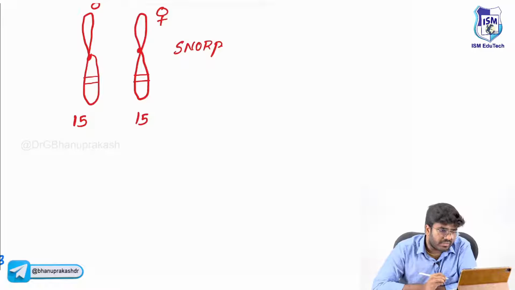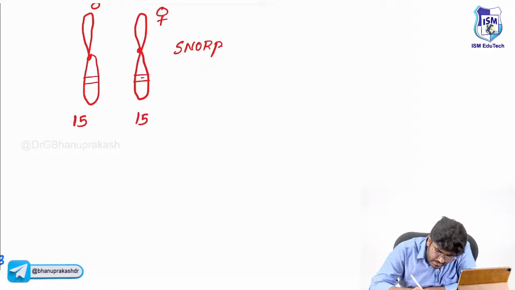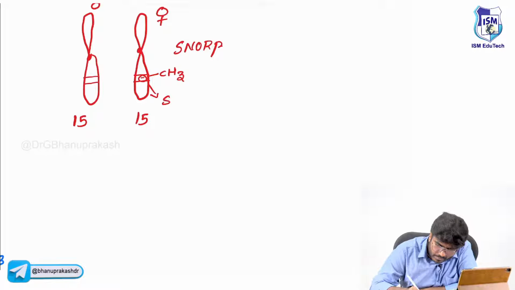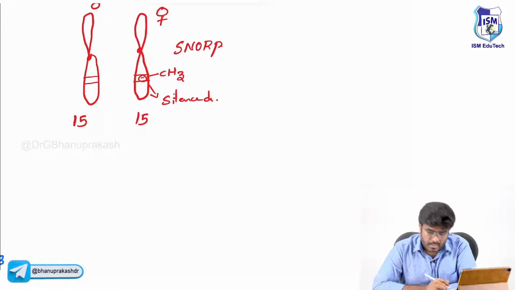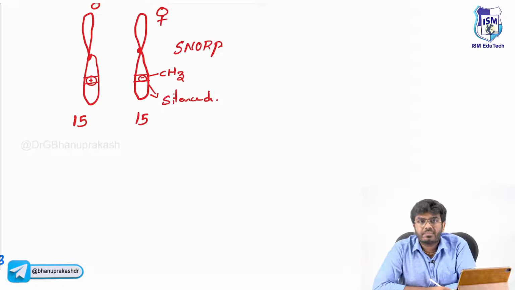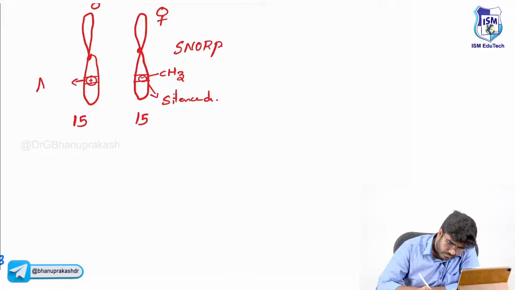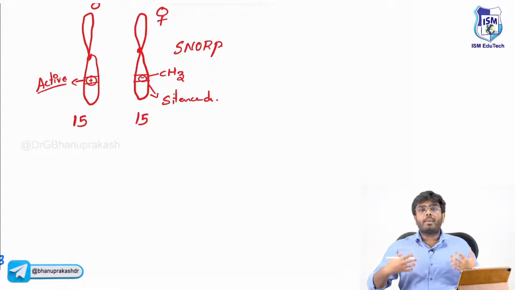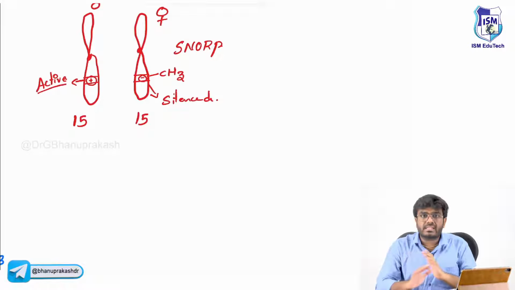The SNRP gene which is present in the mother is silenced by the methylation process. By adding the methyl group to these genes, it is completely silenced. Silenced means it is sleeping. The SNRP gene which is present in the father is active. Means by default, normally, the SNRP gene which is present on my maternal chromosome is totally silenced.